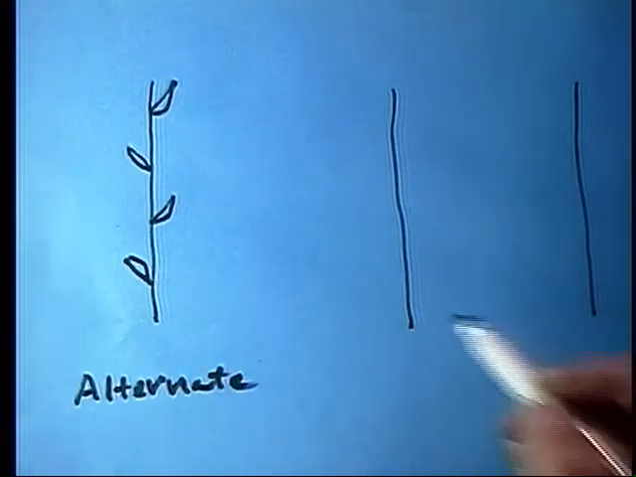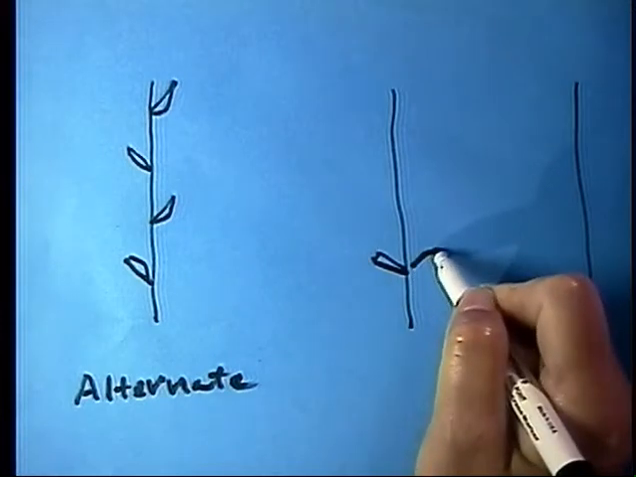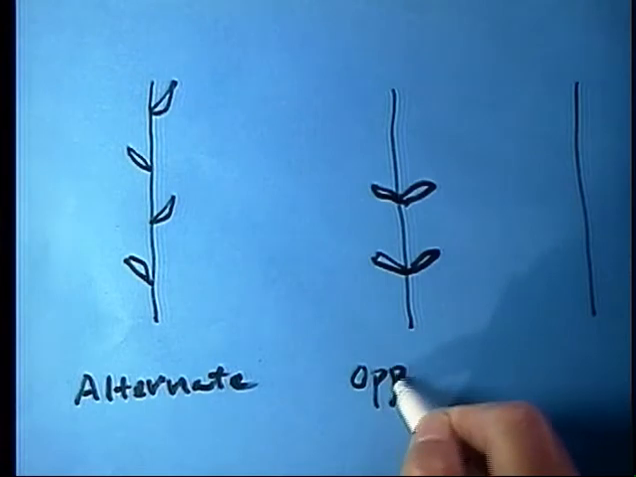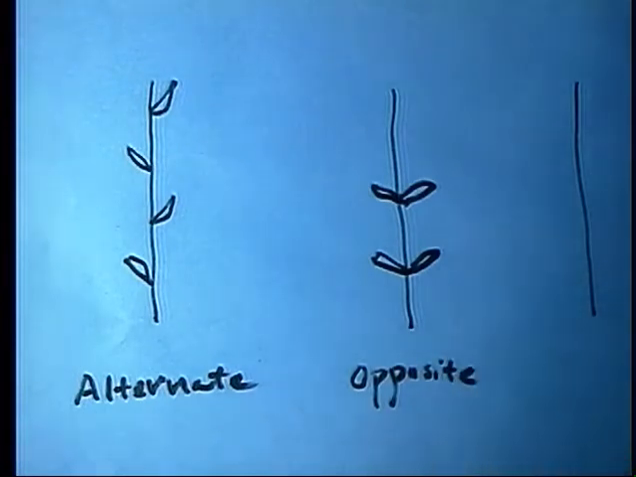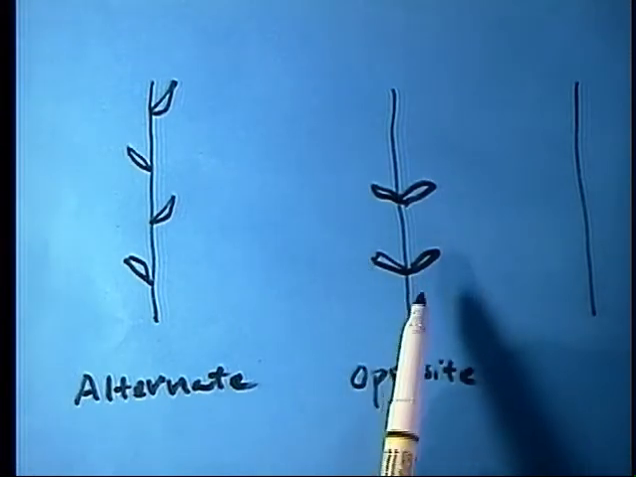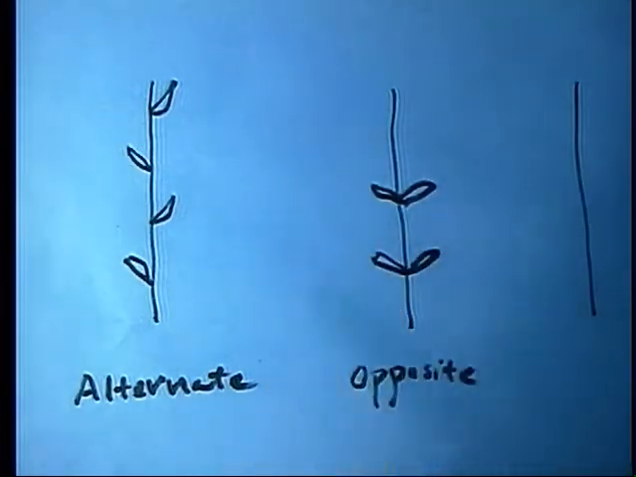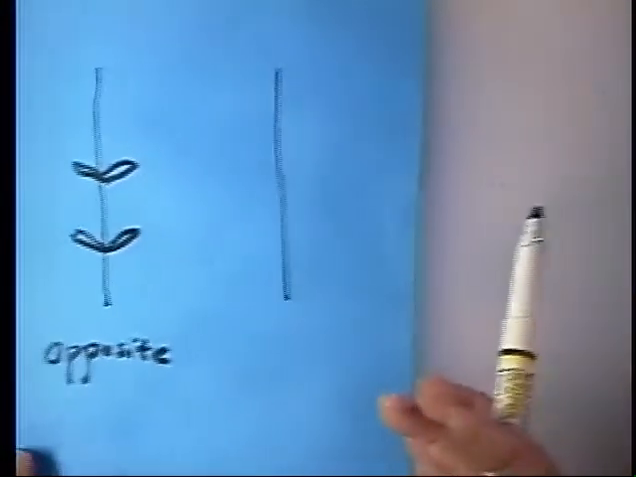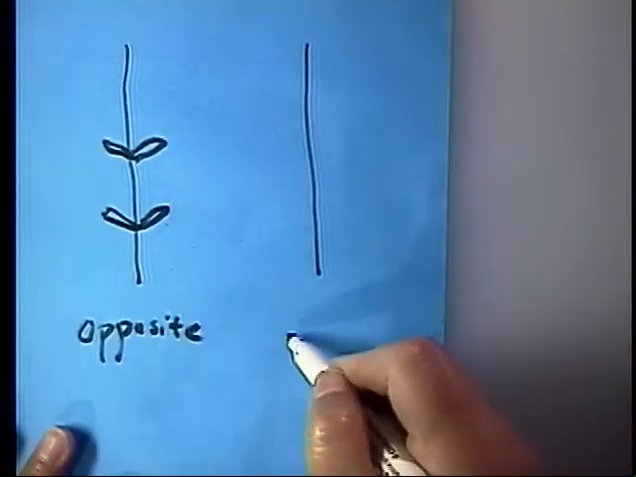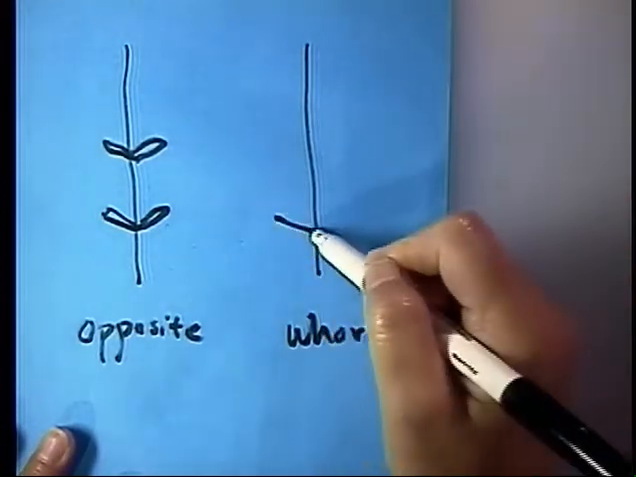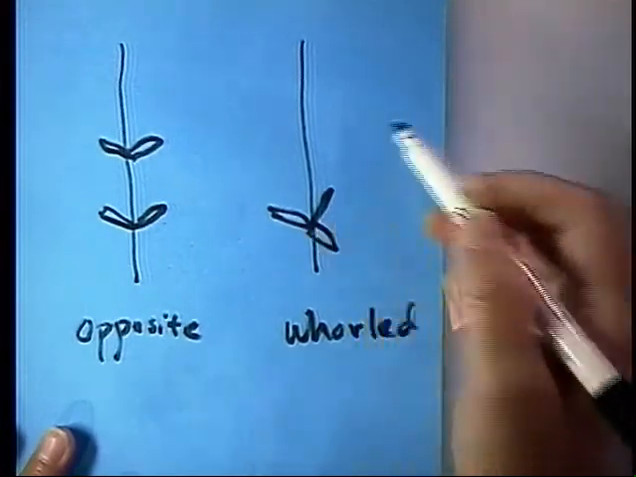Now if you look at another kind of leaf arrangement, you'll have two leaves per node. This kind of leaf arrangement is called opposite leaf arrangement. You can remember that usually, like in the family Rubiaceae, you'll have the leaves one on one side, one on the other, so they're opposite each other. So we have alternate leaf arrangement, we have opposite leaf arrangement. The third kind of leaf arrangement that we need to talk about is called a whorled leaf arrangement. That is generally when you have three leaves coming off of one node.